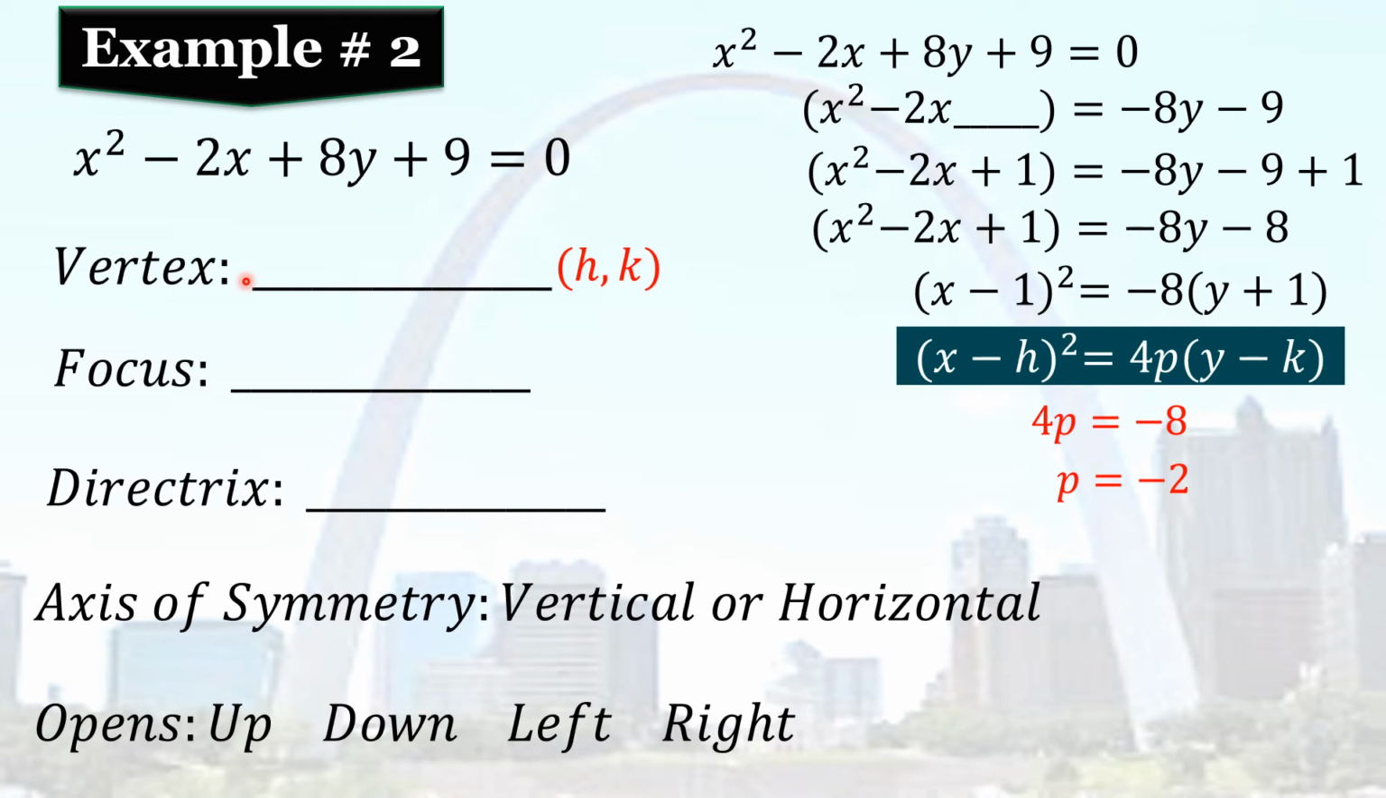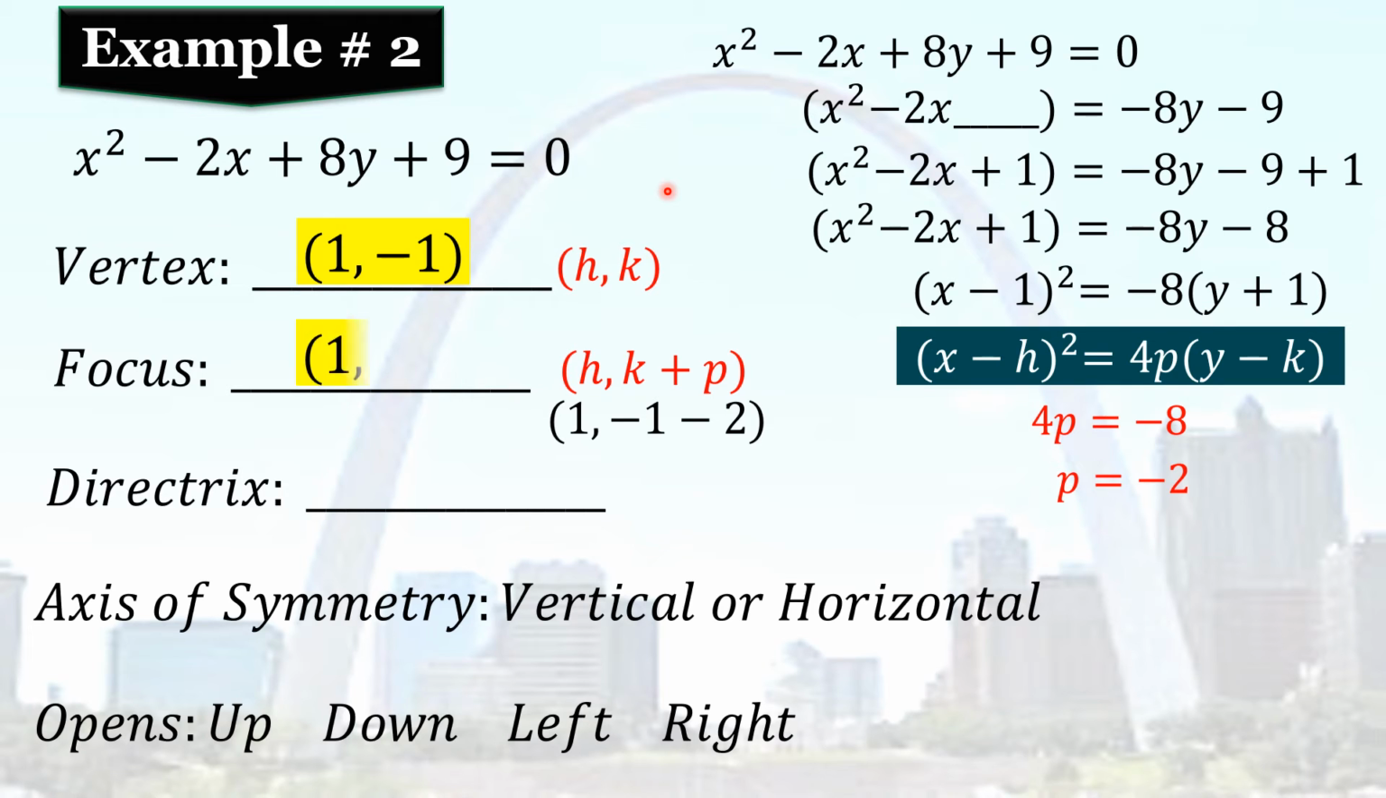And then going back to the vertex, this is your h and this is your k. If this is plus, meaning automatically your k is negative because the pattern is y minus k. So the vertex is at 1, negative 1. For the focus, we are going to have h, k plus p. So in here, since h is equal to 1 and k is equal to negative 1 and p equals negative 2, we have 1, negative 3.